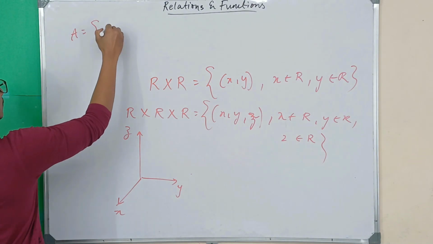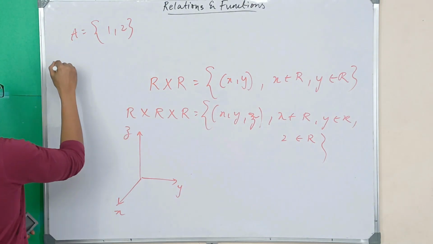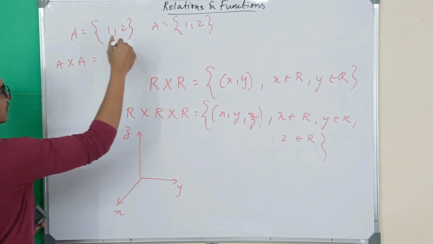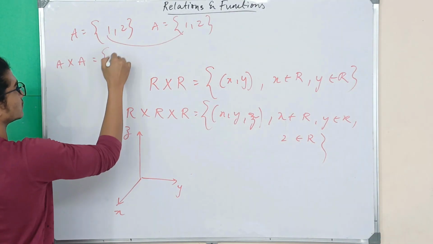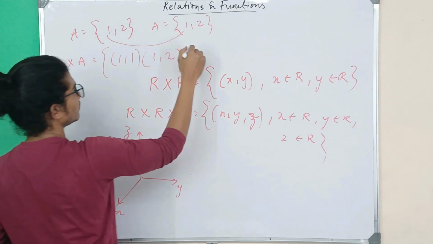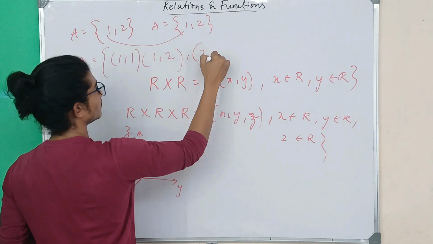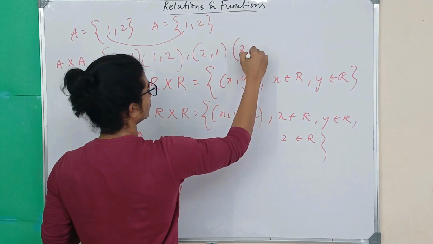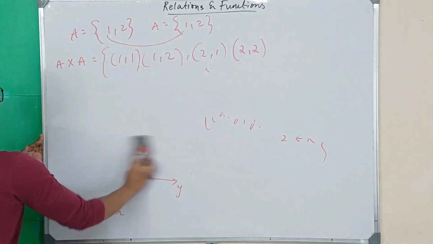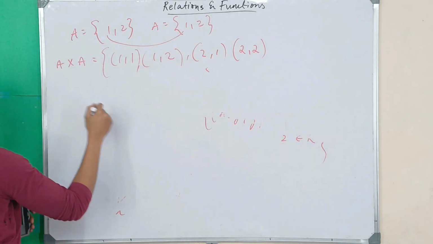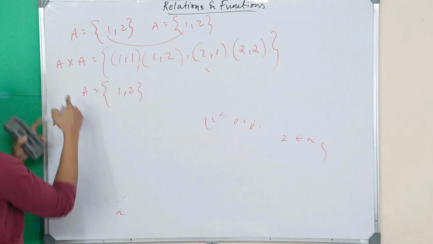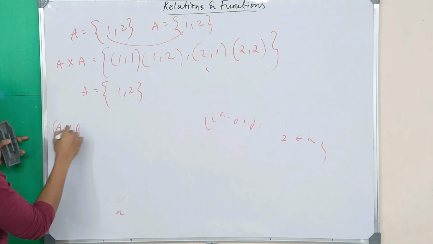say A equal to {1, 2}. If you do A cross A, basically you're going to create one more A and then multiply with that. So 1 into 1, so (1, 1), and then (1, 2), then (2, 1), and then (2, 2). After doing this, just multiply it with A once again. So take one more A, which is {1, 2}, and then multiply this. So A cross A cross A.